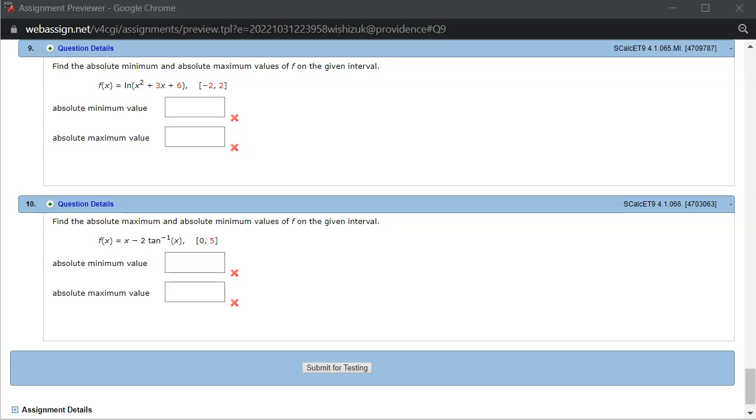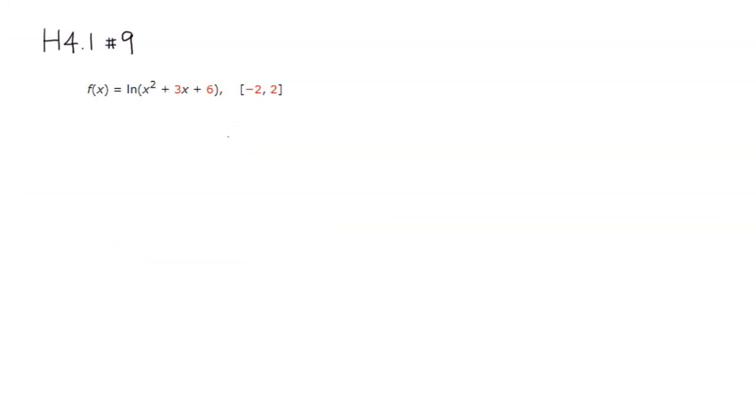All right, let's look at homework 4.1, problem number 9. Let's find the absolute minimum value and the absolute maximum value of this function. First, take the derivative so that we can find the critical numbers.